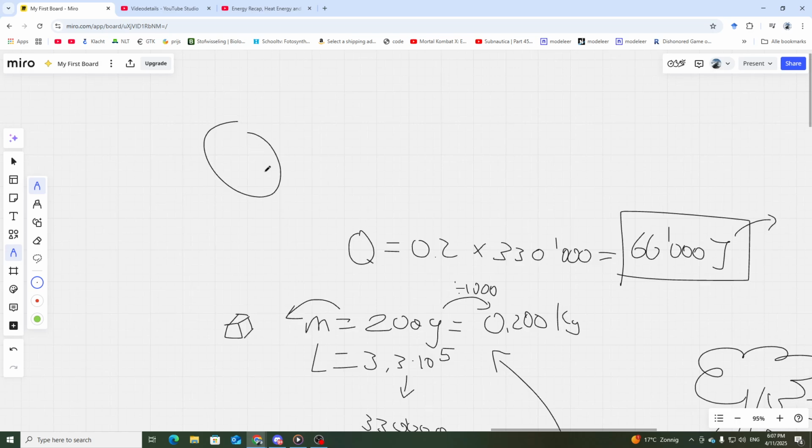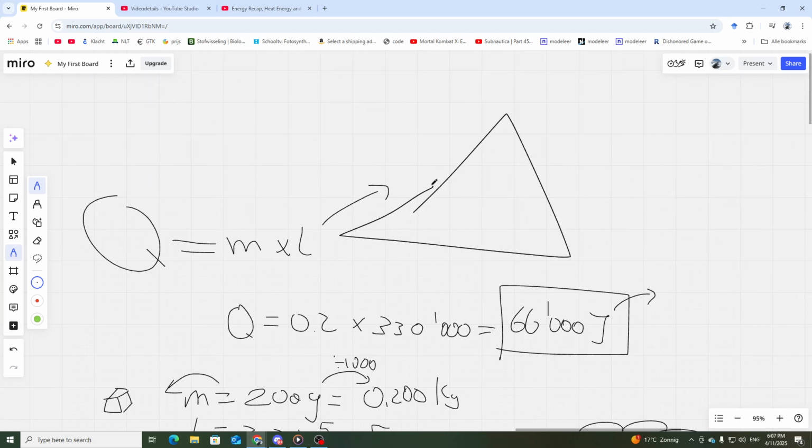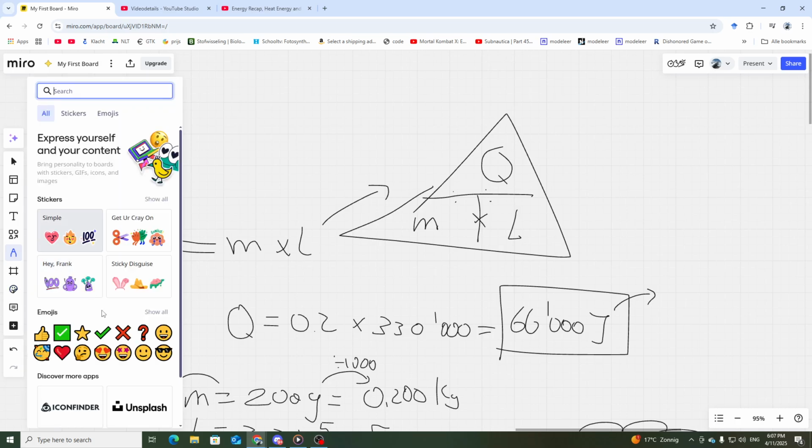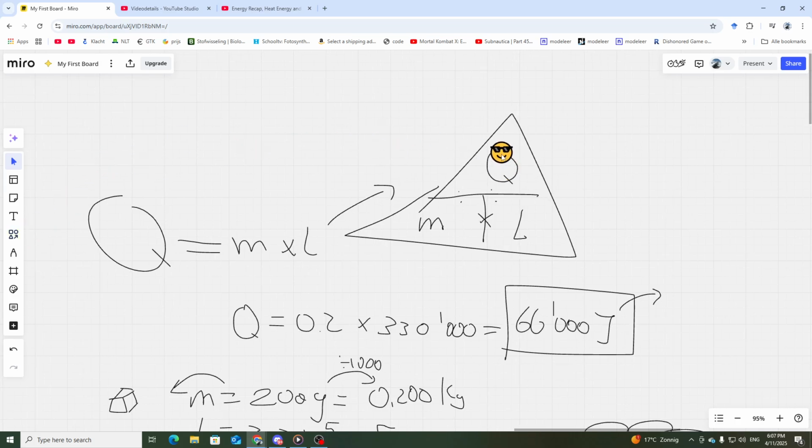So the formula, once again, is Q is M times L. And for the people that love the triangle, Q is equal to M times L. So these lines mean times, these mean divide by. And how does this work again? If I want to calculate a particular thing, how it works is that I cover one with my hand. So I need your hand in this case because I cannot move your hand.